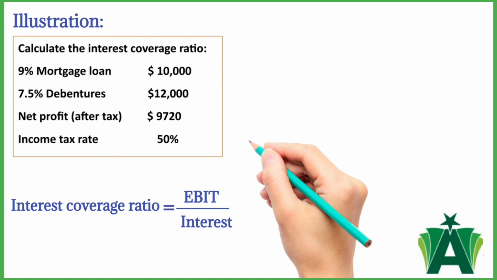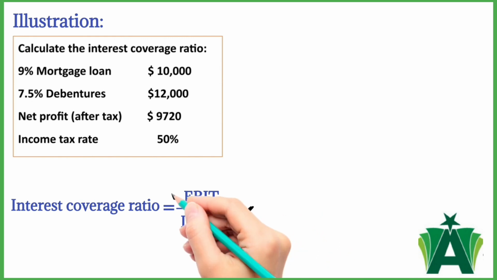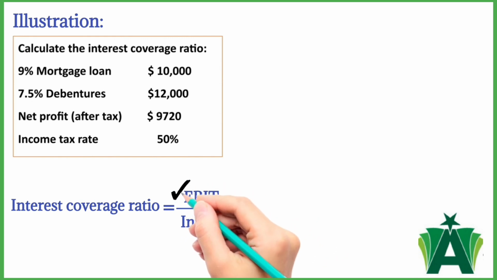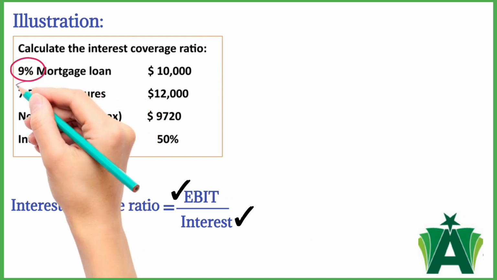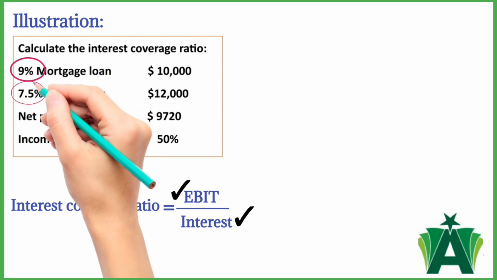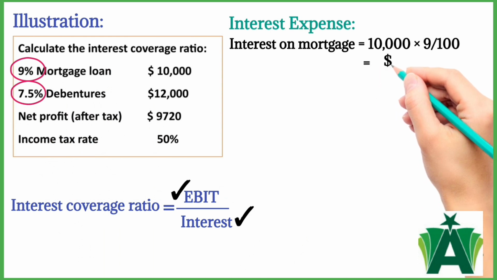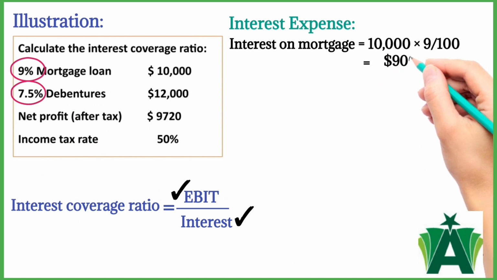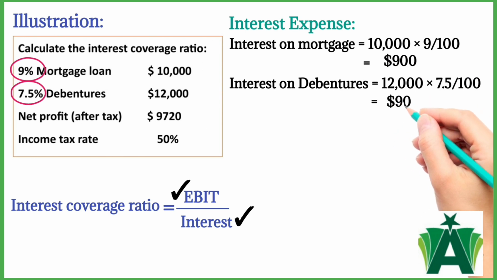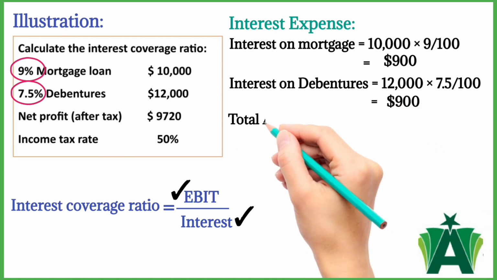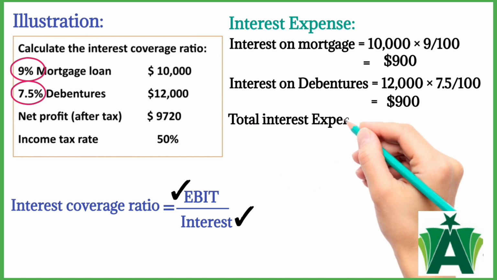First, we need to calculate interest expense and earning before interest and tax. In this question, the rate of interest on mortgage loan is 9% and 7.5% on debentures. The amount of interest on a mortgage loan is $900, and interest on debentures is also $900. The total amount of interest is $1,800.